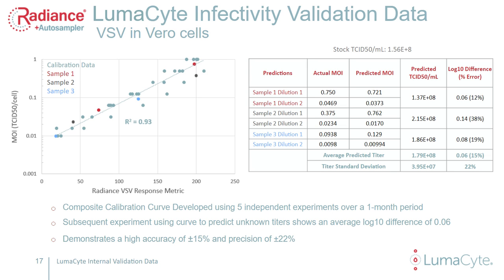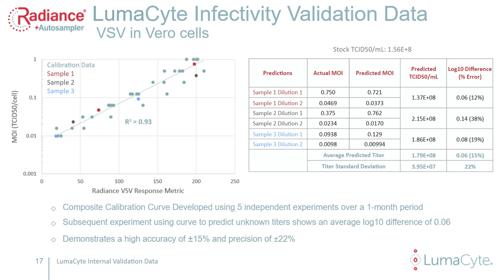Taking this a little bit further with the same system, this is validation work that's ongoing at LumaCyte. We are looking at the TCID50 per cell versus the Radiance response metric. You see the calibration data in green with a good correlation between them, and there are 3 known and unknown samples, sample 1, 2, and 3, with 2 dilutions each. If we look at the average predicted titer, this compares very well with the stock titer. The log 10 error difference is 0.06.